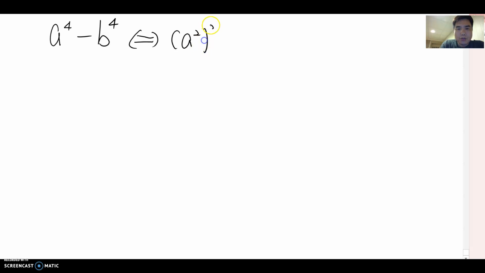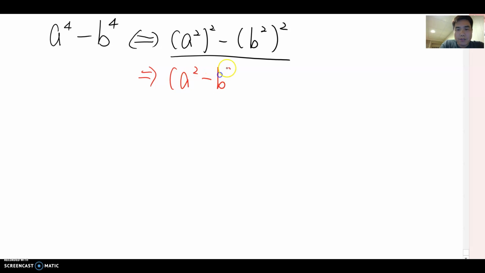a squared, to the square, minus b squared, to the square. Basically 2 times 2 becomes 4, so this becomes a to the fourth power, and then this becomes b to the fourth power. So this is the same as the a square minus b square form. Then you can factor. So what is it going to be? This becomes a square minus b square, and then a square plus b square.